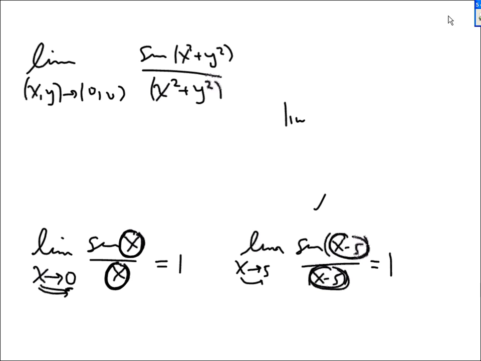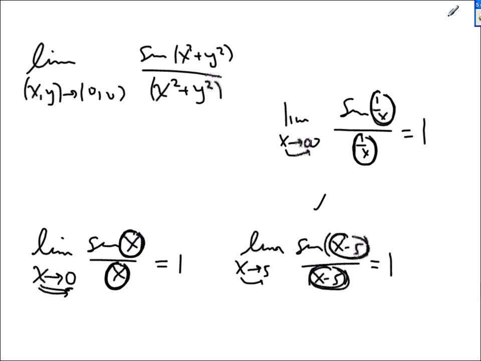If you have the limit as x goes to infinity of sine of 1 over x divided by 1 over x, both of these are the same, and as x goes to that number, both of these are going to 0. 1 divided by a really, really large number is 0. This is 1. Okay. Does this limit equal 1? The answer is yes, it does.